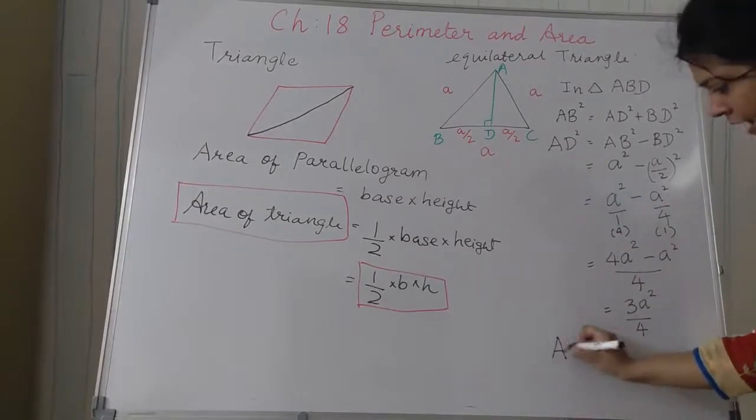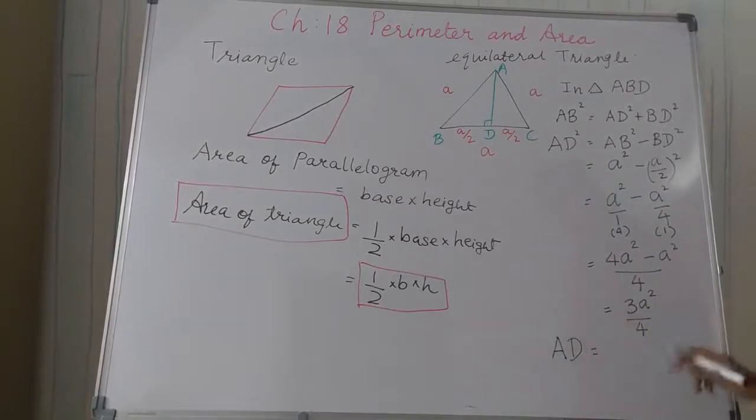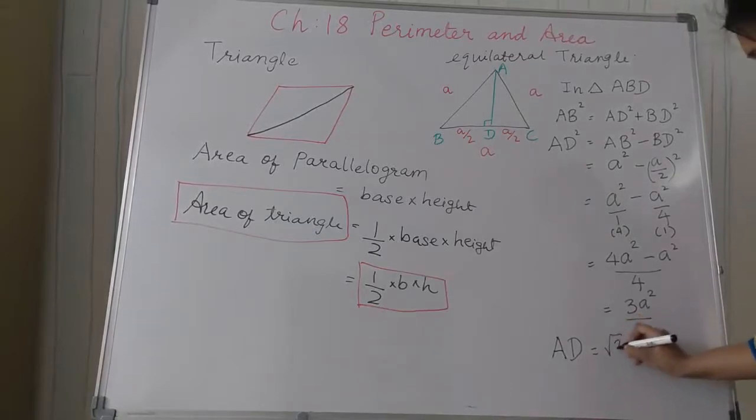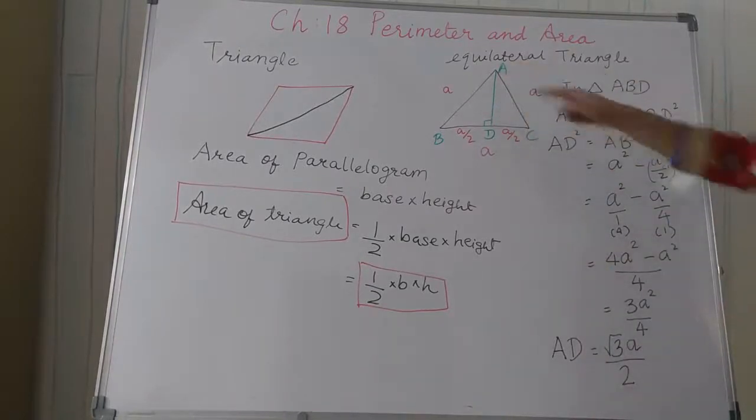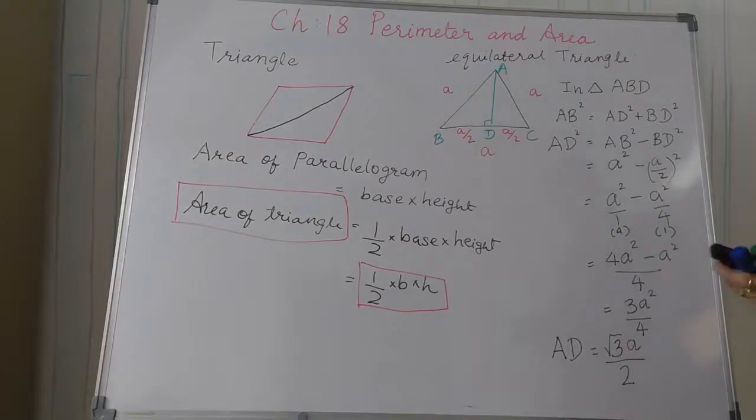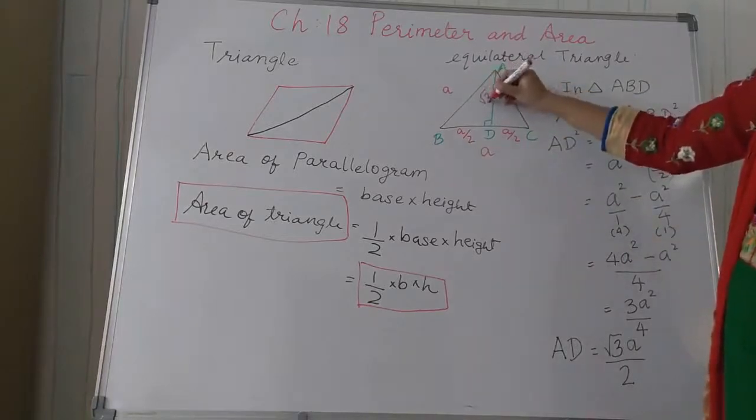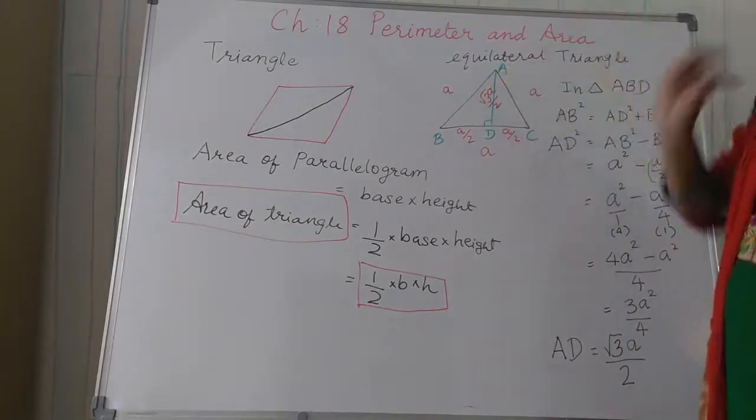We want the value of AD. So now I will take the square root. So 3 becomes root 3, A square becomes A, and this 4 will become 2 square root. Correct? So now AD value is root 3A by 2. Let me write it here: root 3A divided by 2.